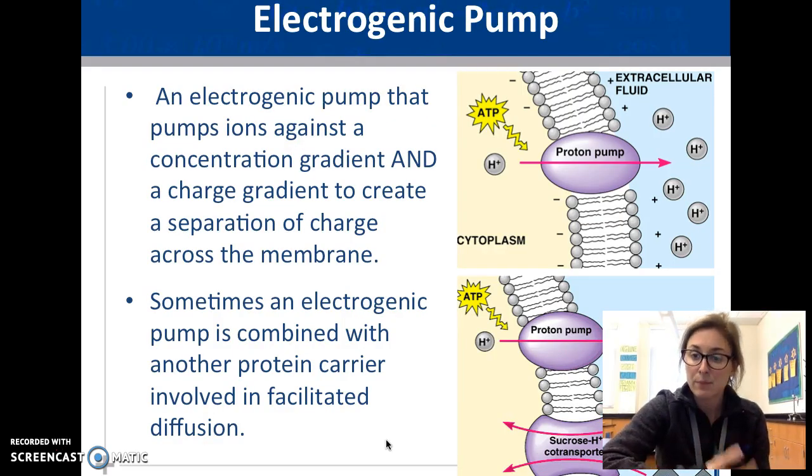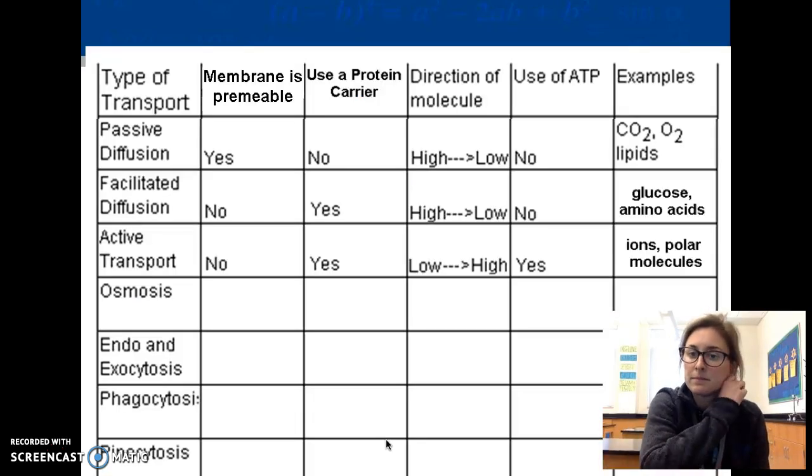There's a specific type of active transport called an electrogenic pump. It is a pump that pushes ions against the concentration gradient, and it creates a charged membrane. So we see this one specifically when we are conducting an impulse, right? We determine the charge by pushing more sodium or potassium, which are positively charged ions. This is a type of sometimes passive transport, but usually active transport. Okay?